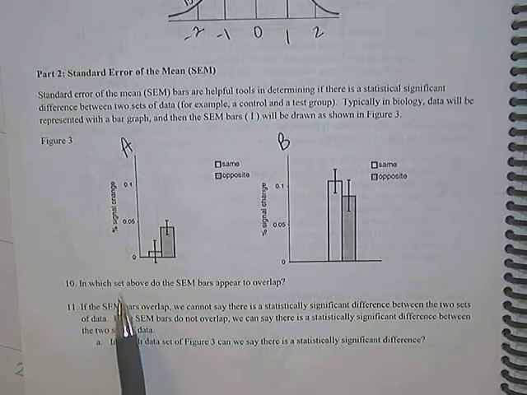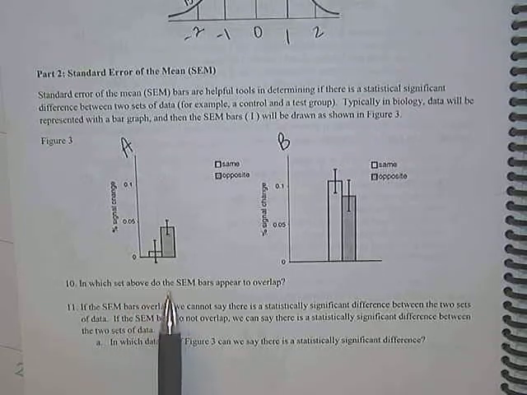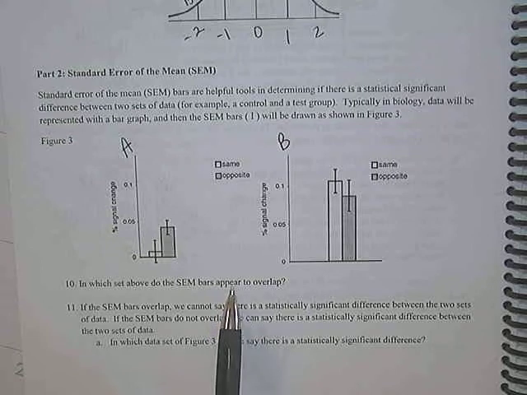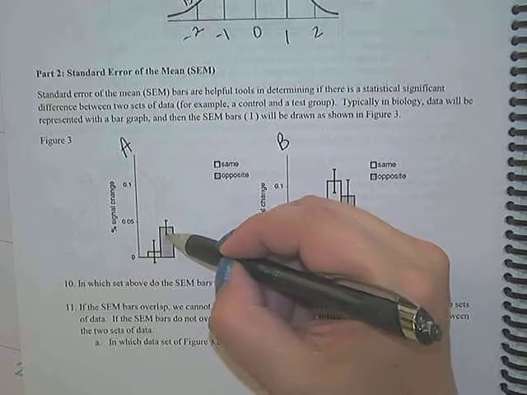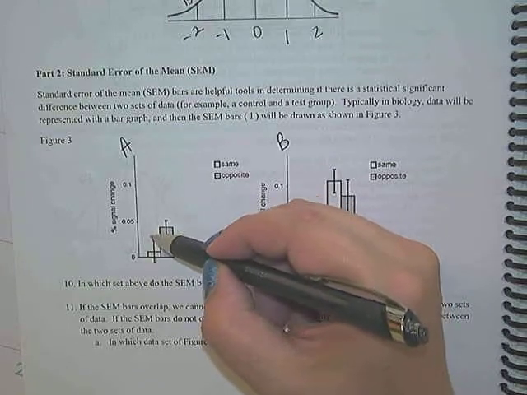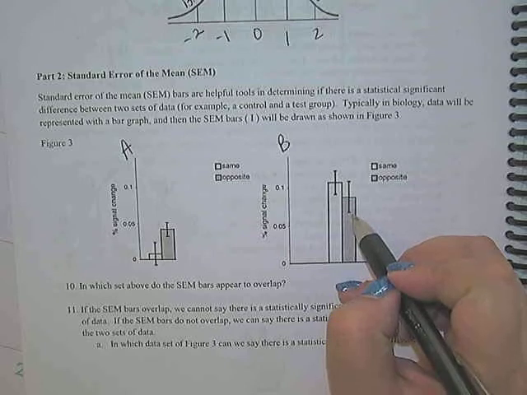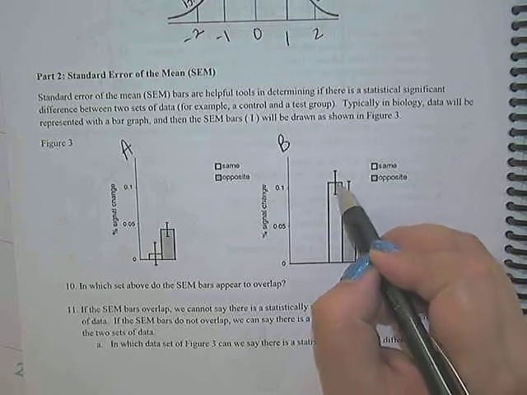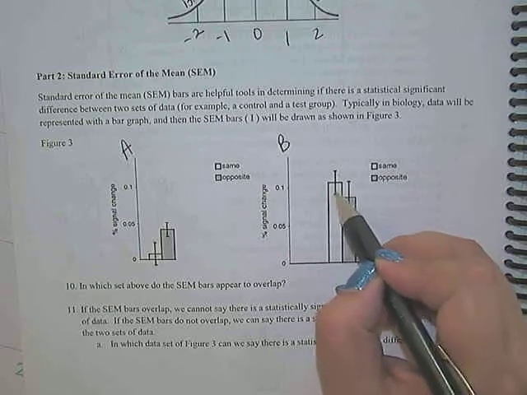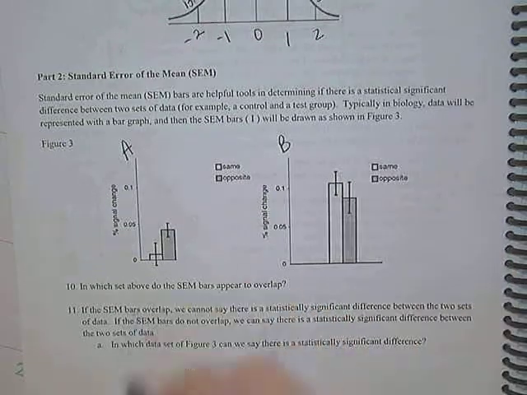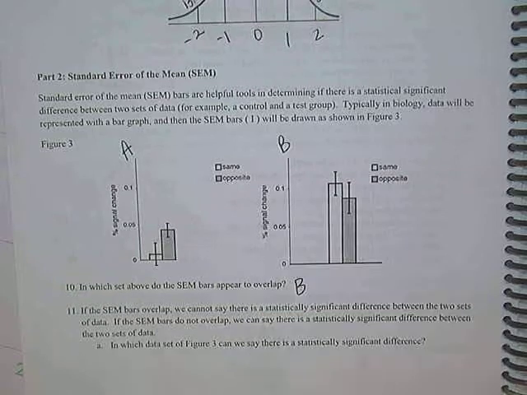And so the first question is asking you, in which set do the SEM bars appear to overlap? So the range of one SEM bar overlaps the other. You can see that there's a tiny gap in between these two here, whereas in set B, there is clear overlap in this section of the SEM bars and their range. To answer number 10, it would be in set B.